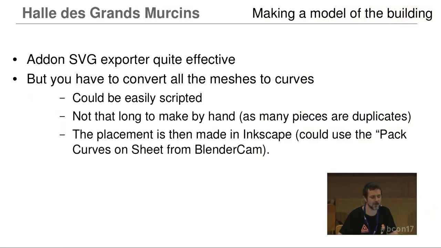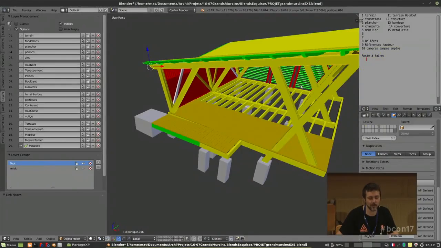There is an add-on for Blender called SVG exporter that is quite effective, because most laser cutters use SVG or Illustrator-type vector, not pixels. So you have to export all of your shapes into SVG to cut them. In the Fab Lab, we have a LaserSaw, which is an open source, open hardware laser cutter, which uses SVG. So you have to export all of your parts into SVG. The thing is that you have to convert all of the meshes into curves. In fact, it's quite easy.